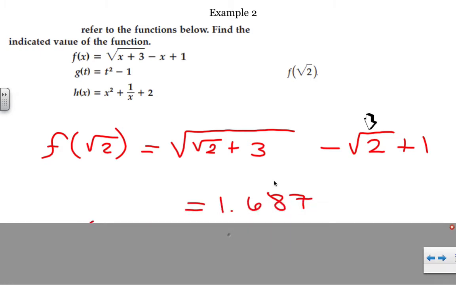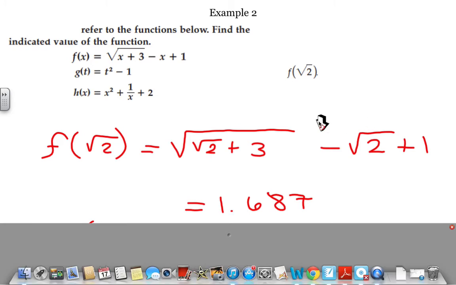And then I put all of that into my handy-dandy calculator, and I get the answer. Okay, so a lot of these, you need to show these steps. You need to show plugging in, like this, and then you also need to show the answer. You don't have to show the in-between steps, because I know you have calculators that can do that for you.